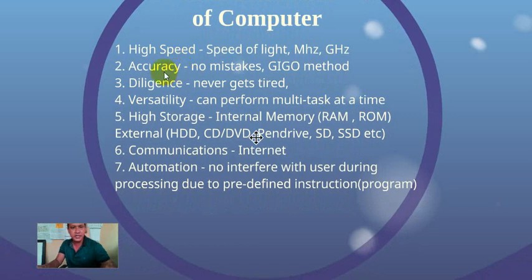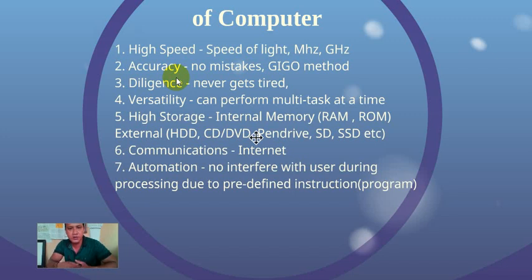Second one is accuracy. Accuracy means a computer never makes any mistake by itself. Unless we give a mistaken command, it does not make any mistake, so it is very accurate. Sometimes if you give bad instruction, it will give you a bad result, and that is called the GIGO method.